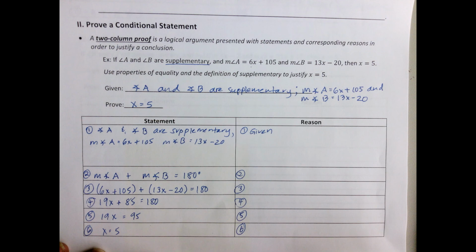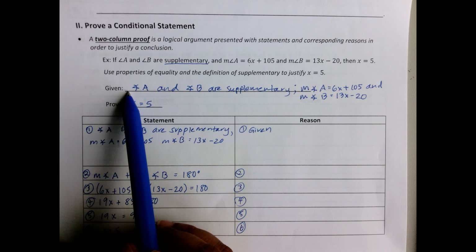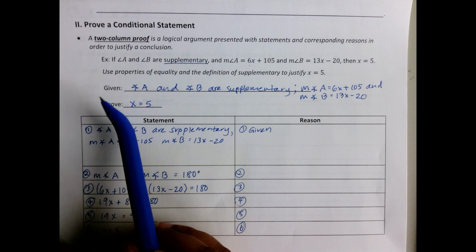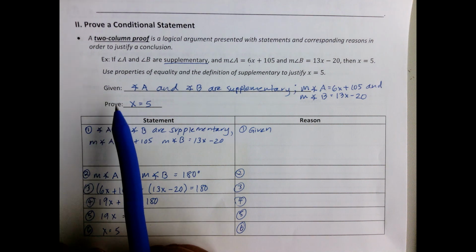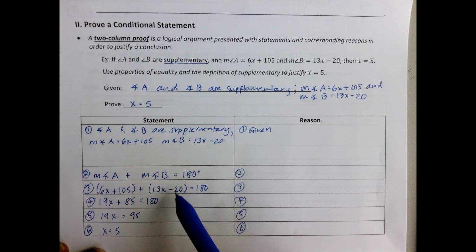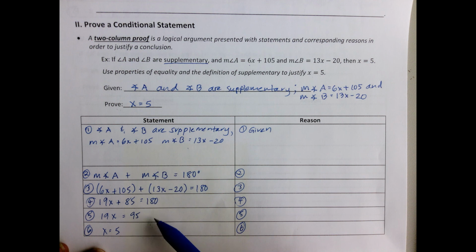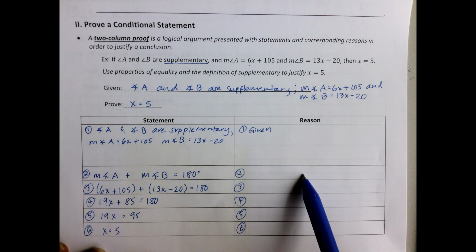The way a proof will be written is a little different. You'll be given a statement or several statements, and you'll be told to prove something. When you're writing your two-column proof, the first thing you write is the given statement, and the very last thing you write is what you're trying to prove, or what you have proven through your statements and reasons. So let's dig in here.